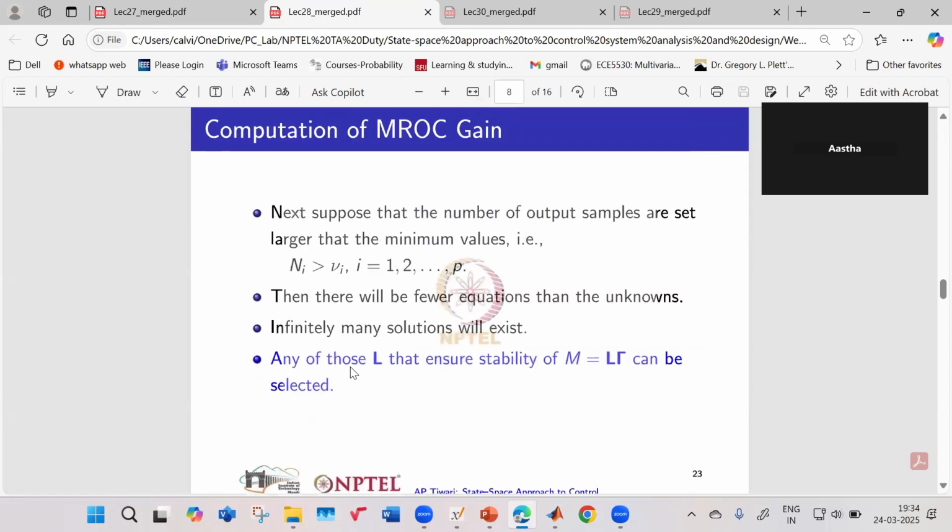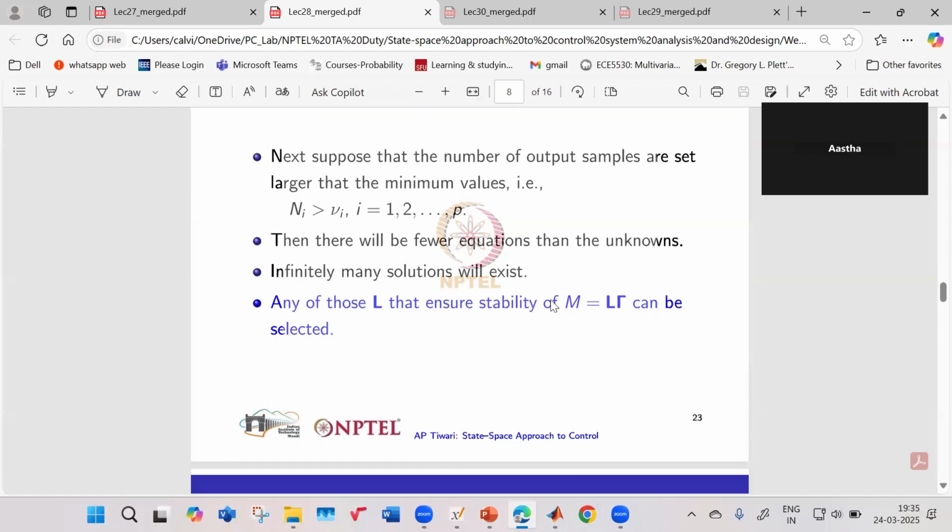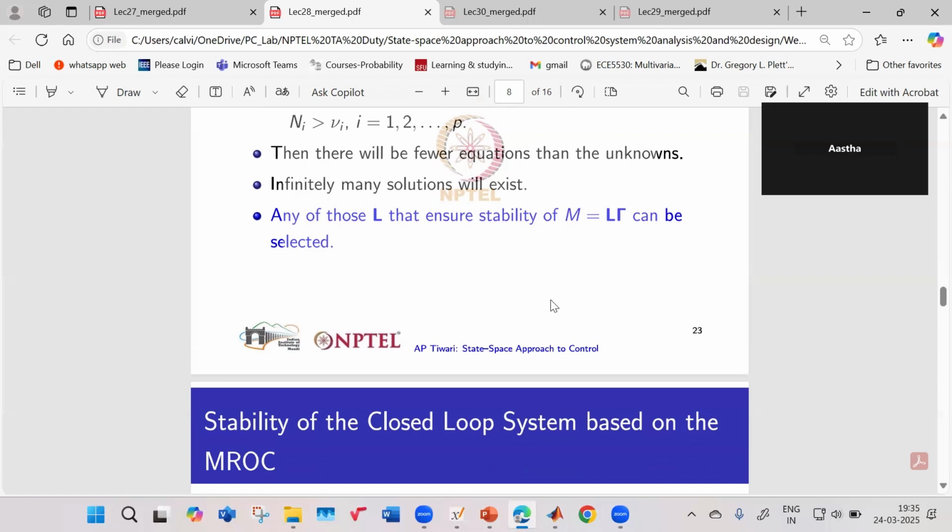One case is when the number of samples is equal to the observability index, when each output is sampled at the value of the observability index. But in certain cases, we may want to take more samples. When we take more samples, we will have fewer equations but many unknowns. In that case, there can be multiple values of L, and they can choose any of those L values to find the stability. So you have more flexibility in that case.